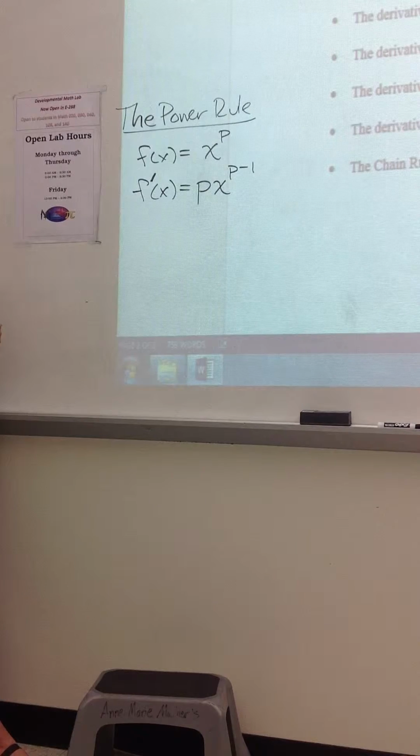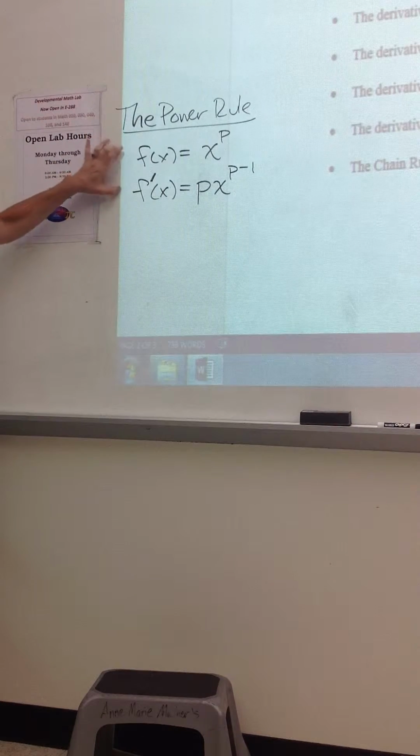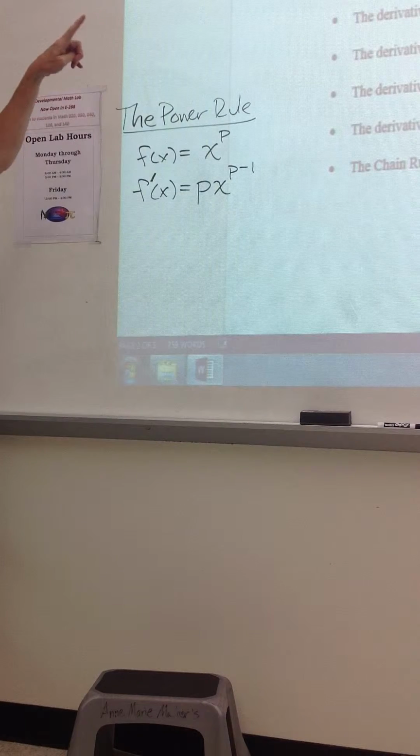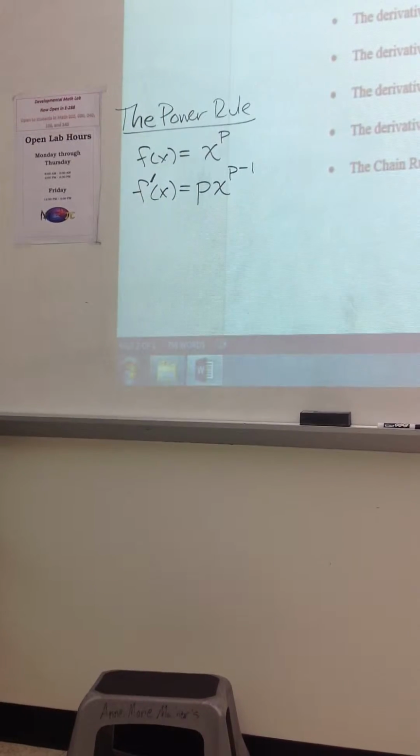Okay, and we will do a bunch of examples, so at the moment I'm not going to do a bunch of examples, but I'm just pointing out, you'll hear people say the power rule for derivatives, that's what they're talking about. And that was the one that we proved, and I think that was the only one we proved, right? If I remember right. Okay.